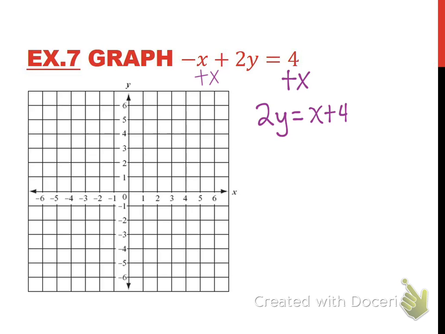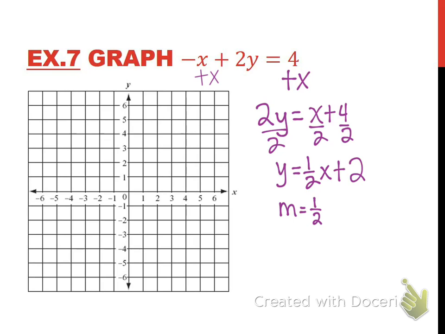Am I in slope-intercept form yet? No, what do I still need to do? Divide by 2. Everything gets divided by 2. Okay, so we have y equals, beautiful, 1/2 x plus 2. So you might be able to just go straight to your graph, but just to be a little extra, my slope is 1/2, and my y-intercept is 2, so that'll be at the point (0, 2).